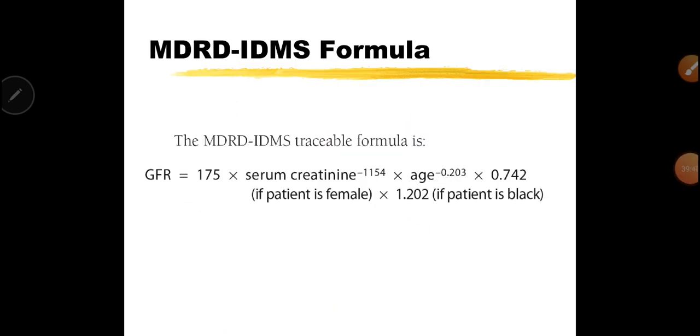There are other formulas that can be used to calculate creatinine clearance without the use of urine parameters. An example is the MDRD formula. You can evaluate it and read about it, but it is not included in the exam for the calculation. So this is a self-reading formula. Also, there are other formulas in the book that you can read about.